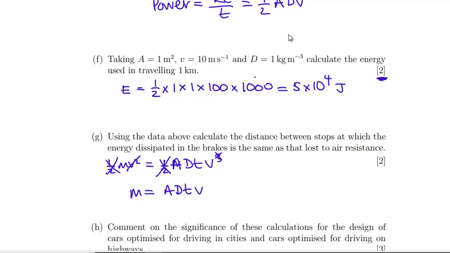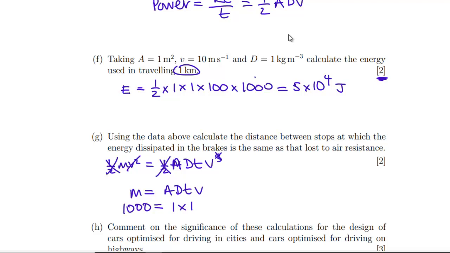What have we got on this? m was 1,000, wasn't it? That's what we had for the car. A is 1, d is 1. We've got to calculate the distance between stops. So we don't know what t is because this has changed.